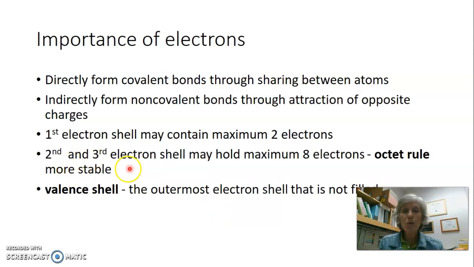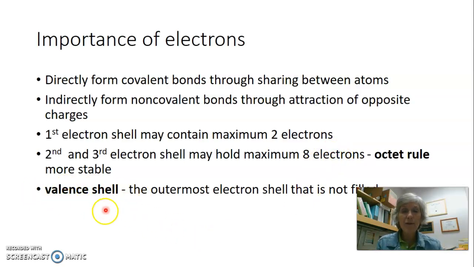The next 2 shells or orbitals where the electrons live, the second and third, can hold a maximum of 8 electrons, so that's what we call the octet rule, like octopus, 8 legs. Those all can hold a maximum of 8 electrons. When you get to the 4th and other shells farther away from the atomic nucleus, those can hold varying amounts of electrons. They're not 8, and they're certainly not 2.